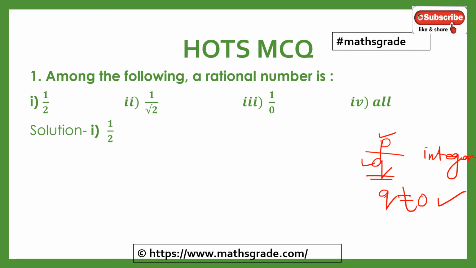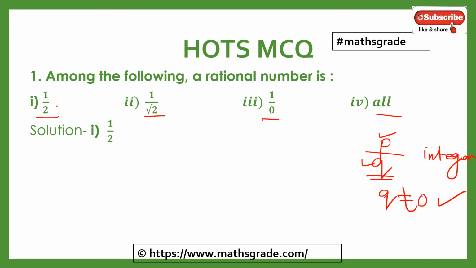Now we have to find out which of these options is rational. The options given are 1 divided by 2, 1 divided by root 2, 1 divided by 0 and all of the above. 1 divided by 2, here P and Q are 1 and 2, both are integers, in fractional form, and the denominator 2 is not equal to 0. So this is a rational number.